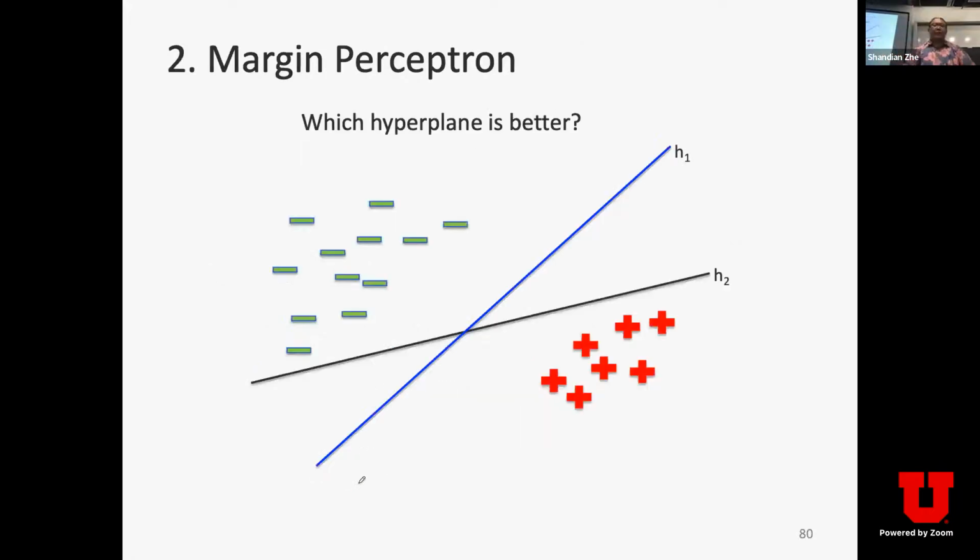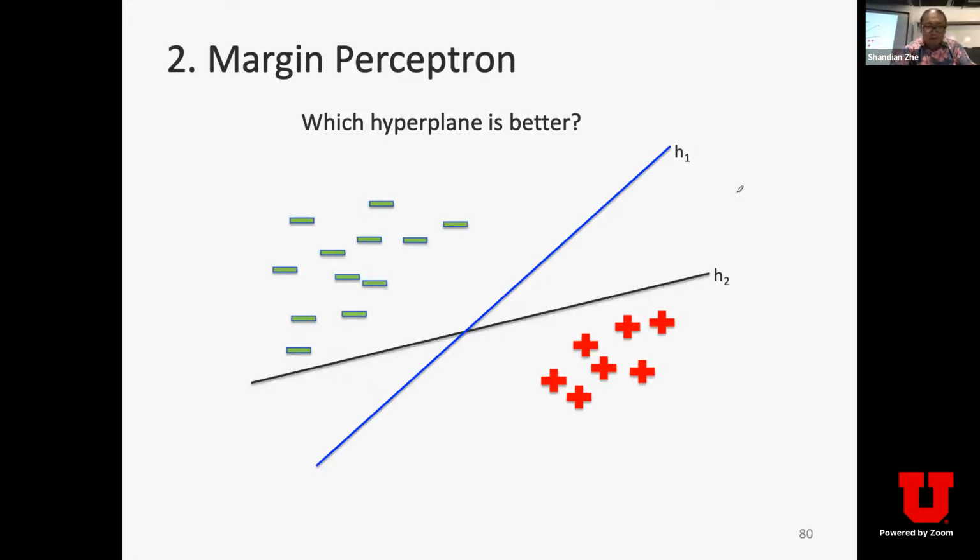So the first variant we want to talk about is called margin perceptron. Now we go back to the concept of the margin. We can see that given this example data set, positive and negative examples are definitely separable. That means we have many, perhaps numerous, separating hyperplanes. Now I just randomly draw two hyperplanes, H1 and H2.